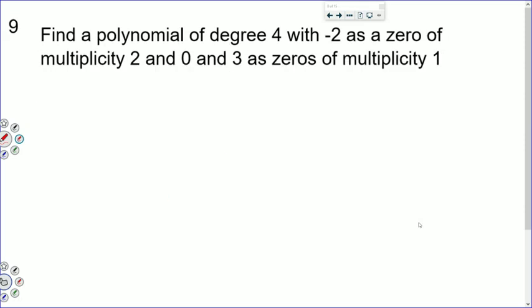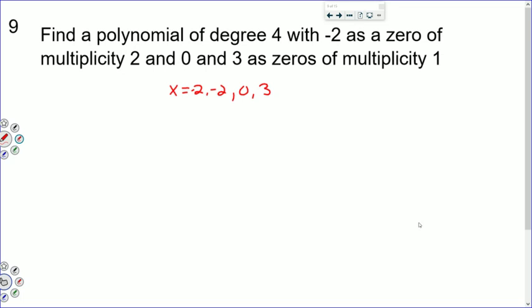Find a polynomial of degree 4 with negative 2 as a 0 of multiplicity 2, and 0 and 3 as zeros of multiplicity 1. So essentially they're saying our solutions are negative 2, because it happens twice, multiplicity 2, 0, and 3, both have multiplicity 1. So we need to make a polynomial of degree 4.